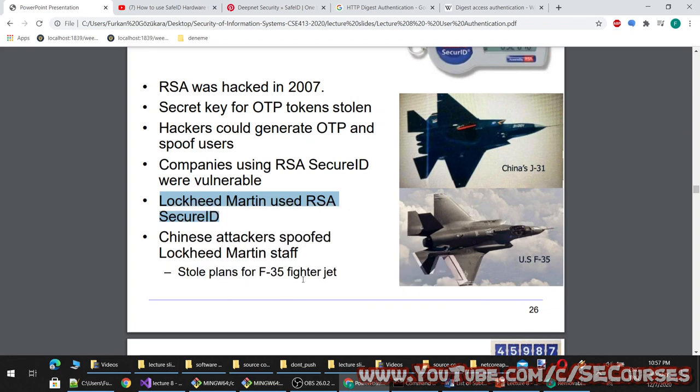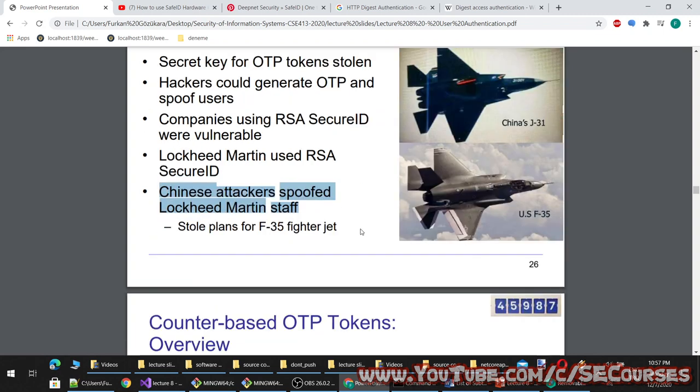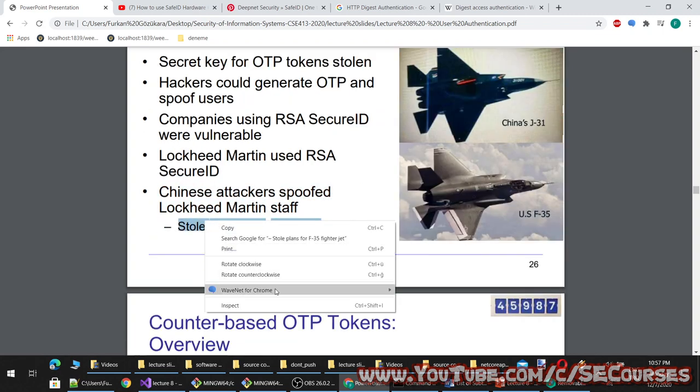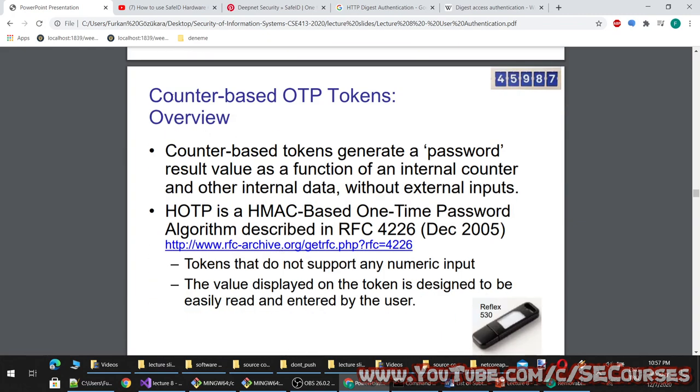Lockheed Martin used RSA SecurID. Chinese attackers spoofed Lockheed Martin staff and stole plans for the F-35 fighter jet.